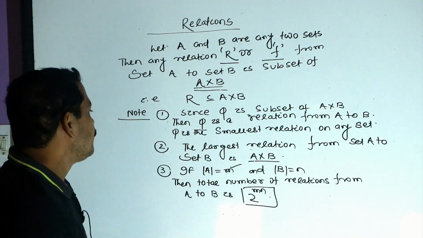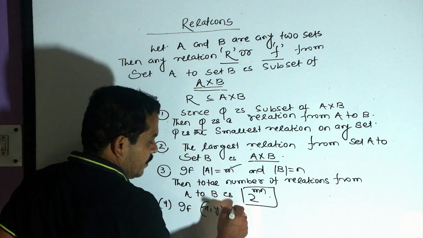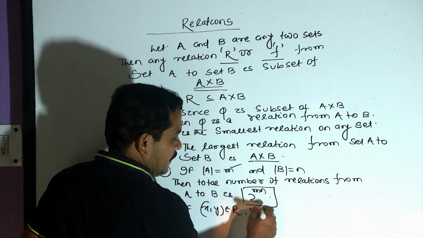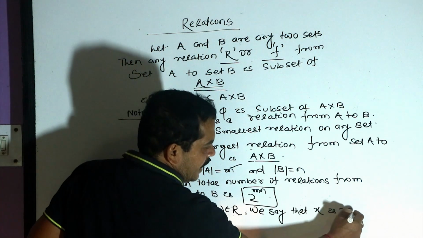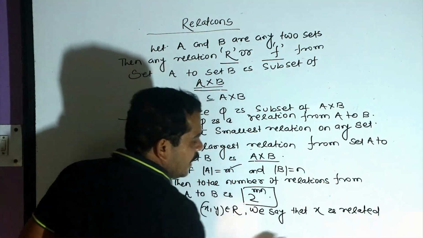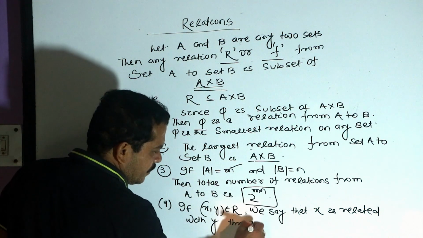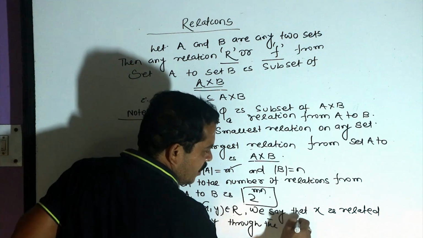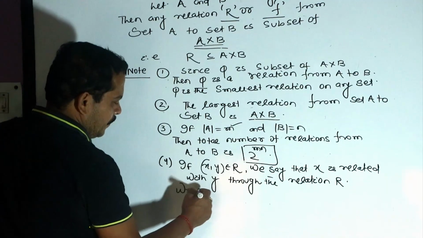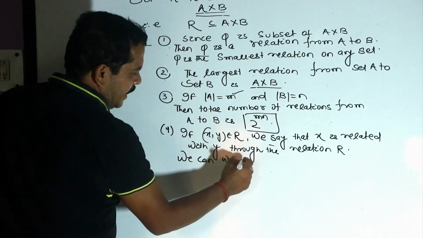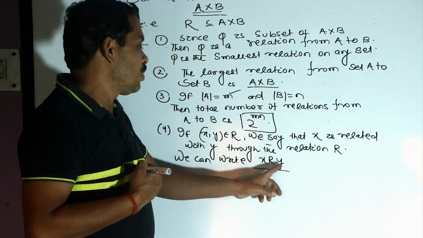That is important. Number 4: if the XY pair belongs to R, we say that X is related with Y through the relation R. We can write X R Y, meaning X is related with Y through the relation R.